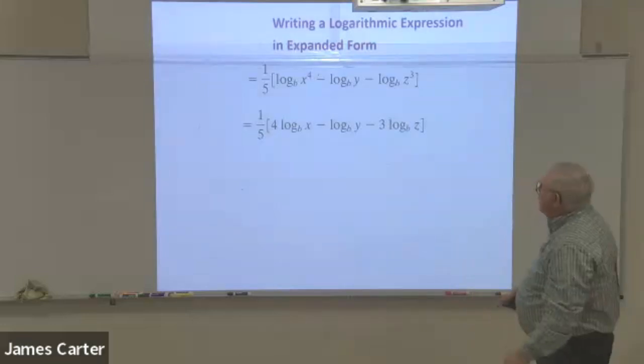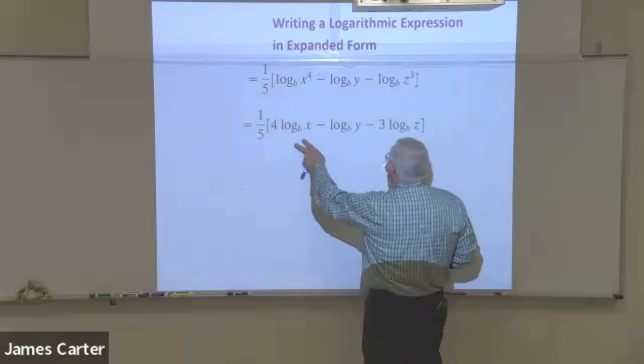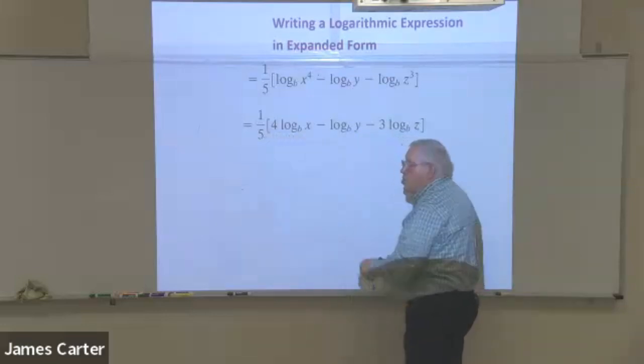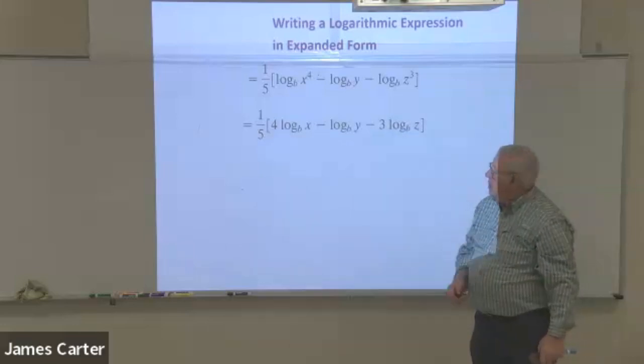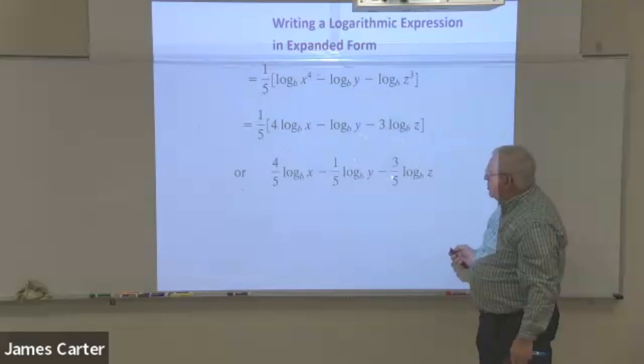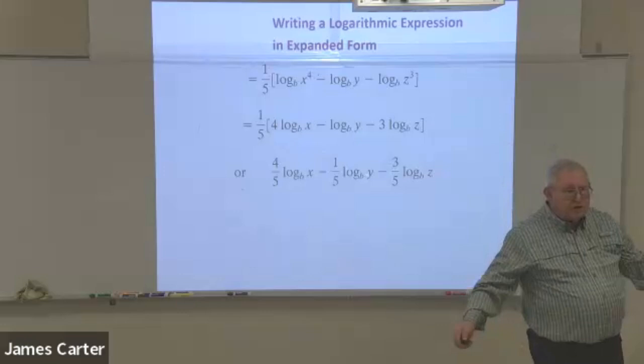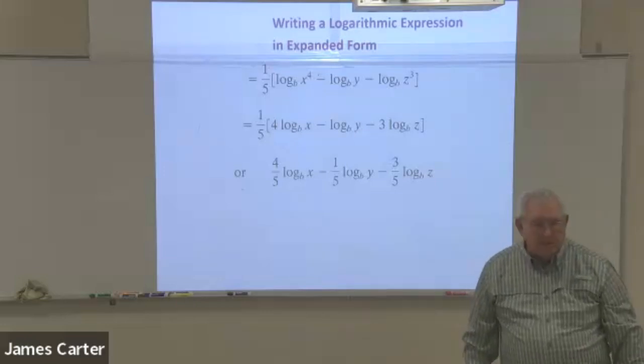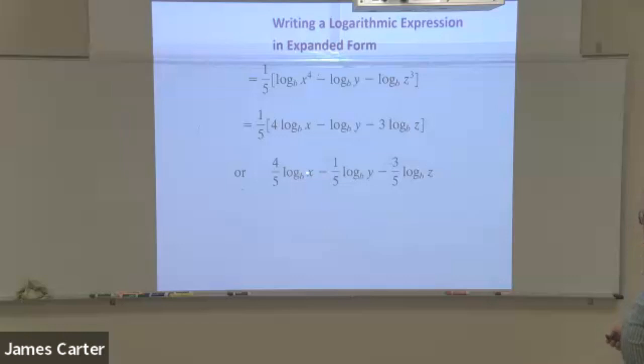Now, the only thing left to do is to distribute this 1/5. Like that. Actually, as far as I'm concerned, this answer is as good as that one. Just watch out for whatever one Alex wants. Alex may make you distribute it, or Alex may not make you distribute it. 1/5 times 4 is 4/5. 1/5 times hidden 1 is 1/5. 1/5 times 3 is 3/5 with their respective signs.